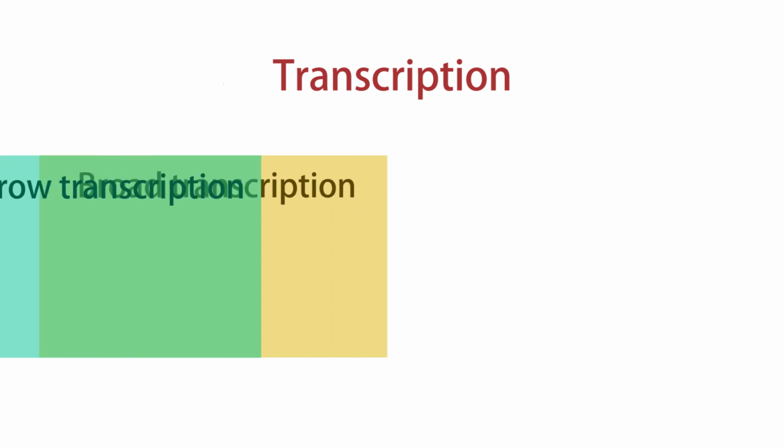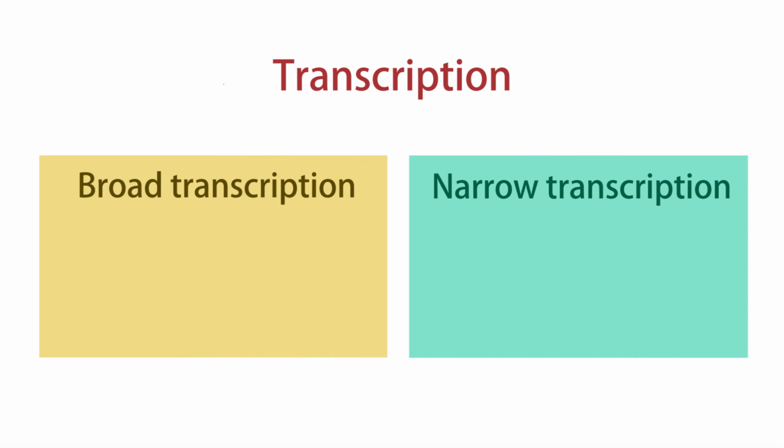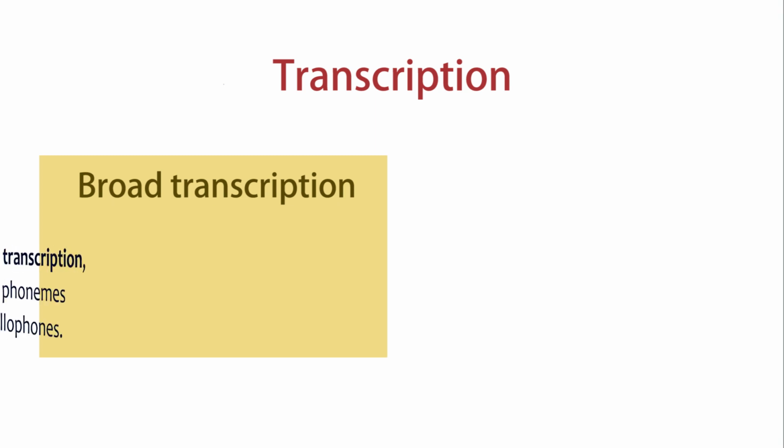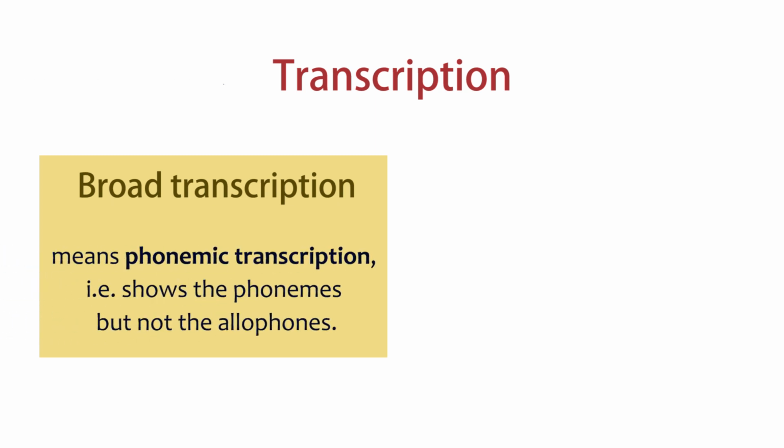There are two ways of transcribing sounds: broad transcription and narrow transcription. The difference is, in broad transcription you don't provide much detail. You only write the primary sound symbols. Or in other words, I could say broad transcription is phonemic transcription. We just write the phonemes of the given language. We don't write the allophones.